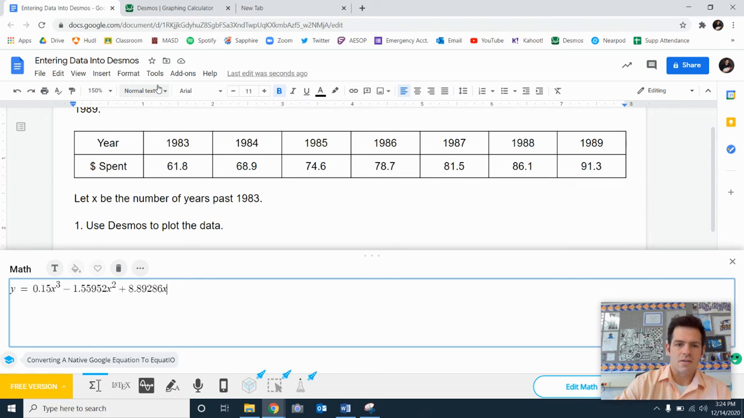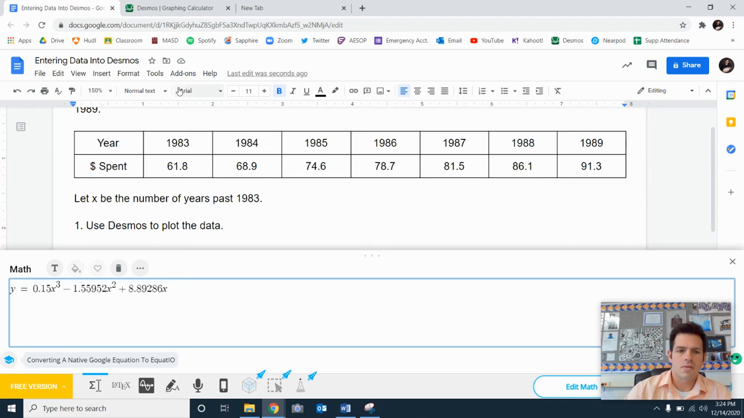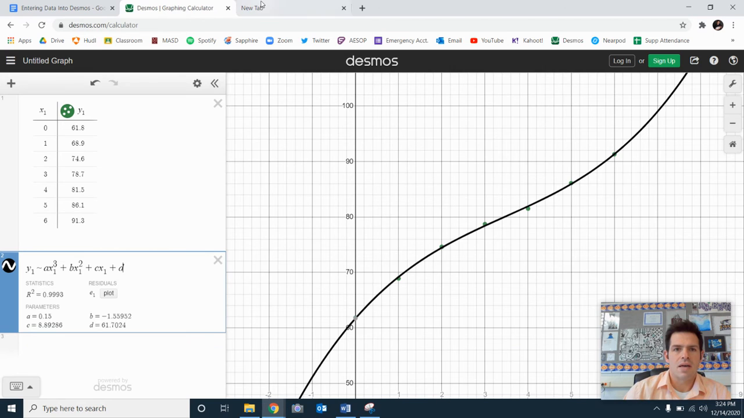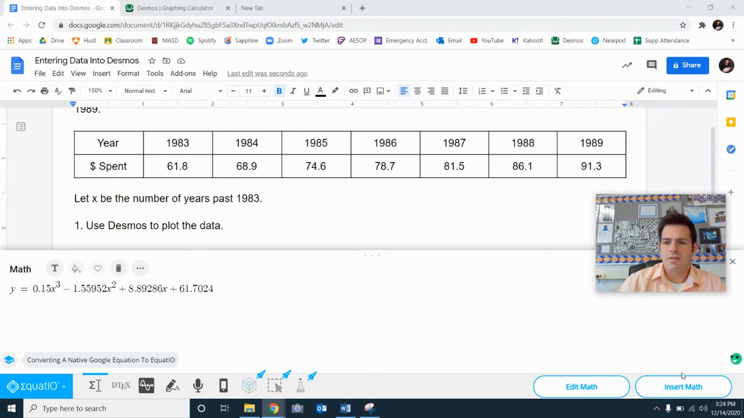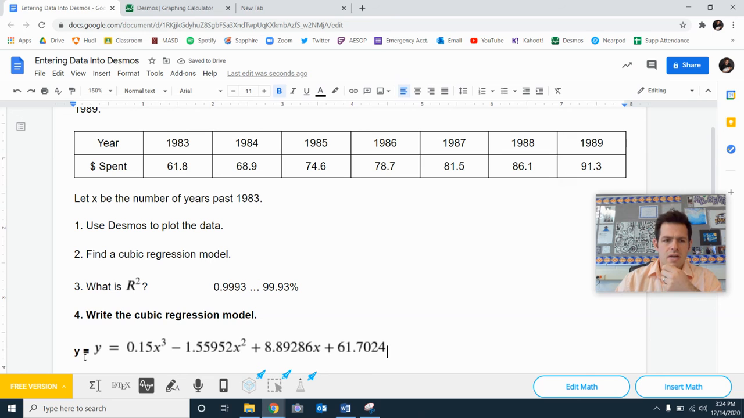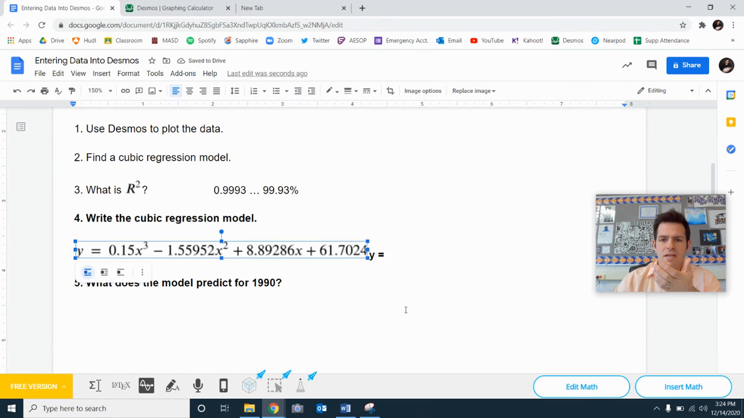And of course, that's our linear term, and then we'll wrap it up here with our D value, 61.7024. I'll go ahead and hit the enter button here and insert that. And that might seem ridiculous. Those decimal values are crazy. But what that does is give me a very accurate model to display this data right here.